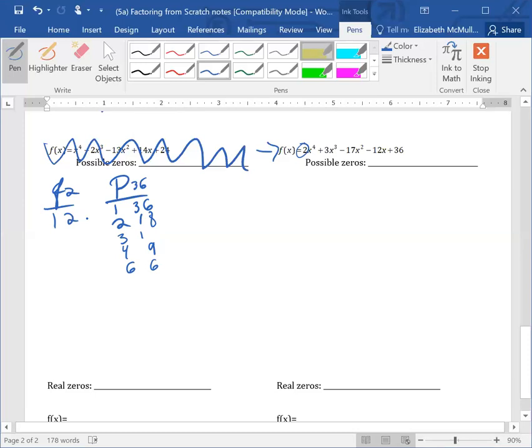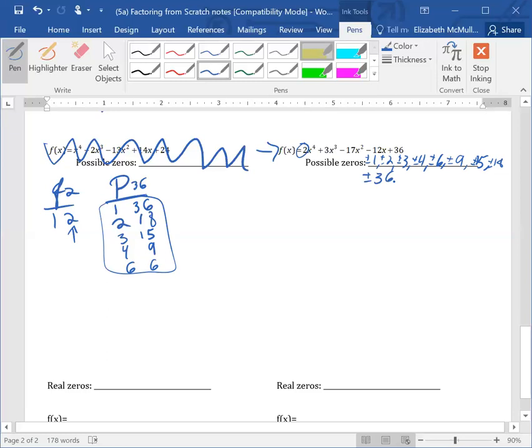All right, so our possible zeros. And this is the first one where we're actually going to have a double set because of having 2 Q's. So we know first off, our possible zeros are going to be all of these numbers over 1, so just themselves. So plus or minus 1, plus or minus 2, plus or minus 3, plus or minus 4, plus or minus 6, plus or minus 9, plus or minus 12, supposed to be 12, it disappeared on me, and plus or minus 18, and plus or minus 36.